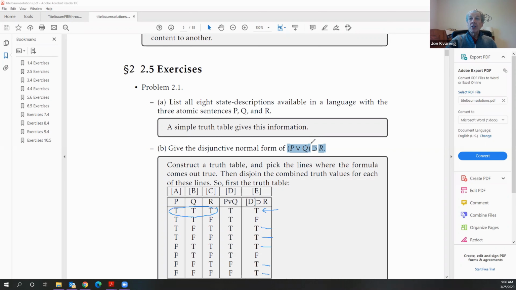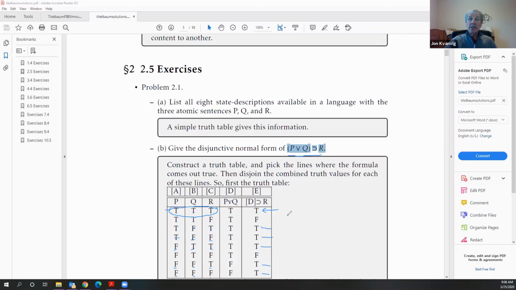this proposition is equal to a disjunction of P and Q and R, that's line 1, or P and not Q and R, that's line 3, or P and not Q and not R, that's line 4, or not P and Q and R, or not P and not Q and R, or not all three.